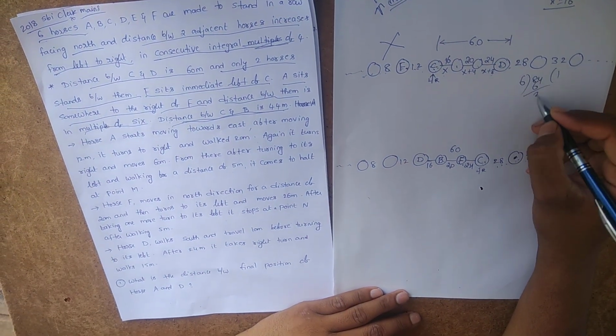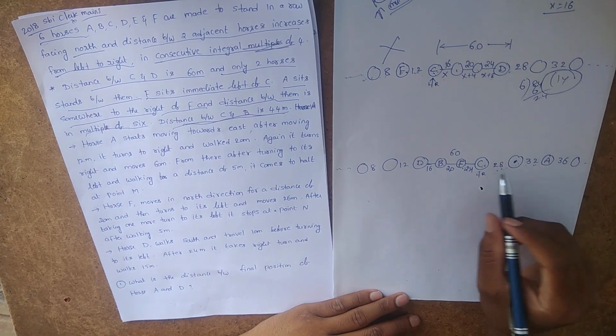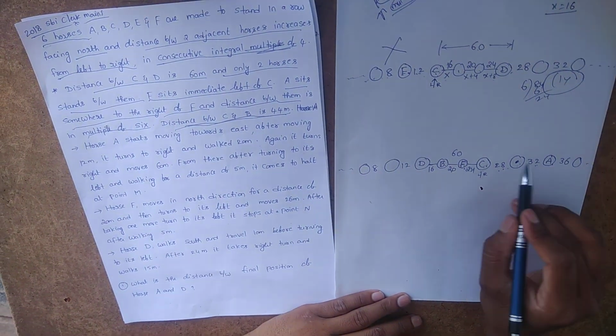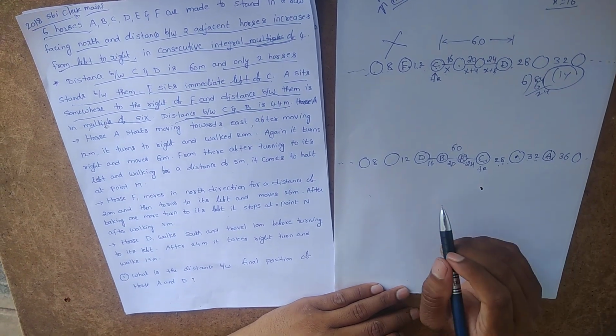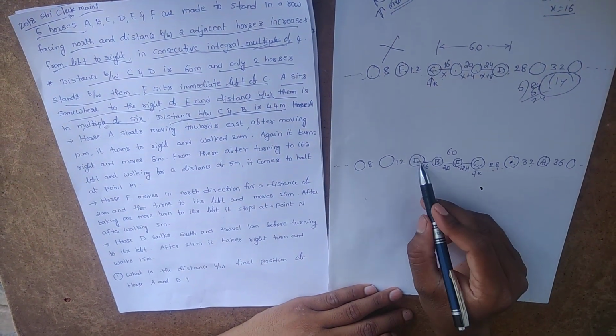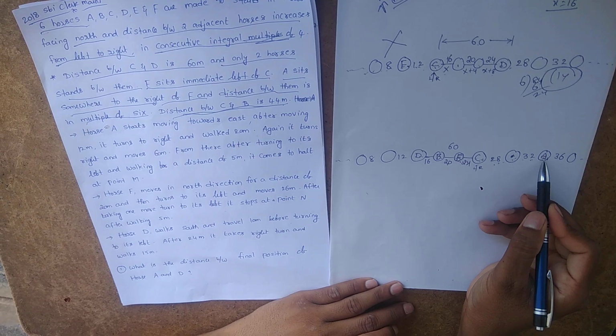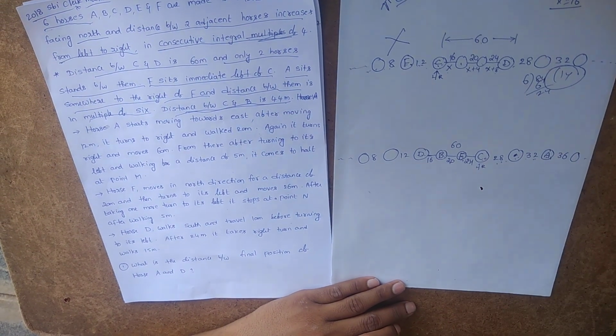6 ones are here, 6 fours are. Yes. Now the distance between F and A is a multiple of 6, and A is somewhere right of F. Friends, total how many horses are we having? 6. See here, 1, 2, 3, 4, 5, 6 horses are completed. Yes, leave it. Now the remaining horses is what?